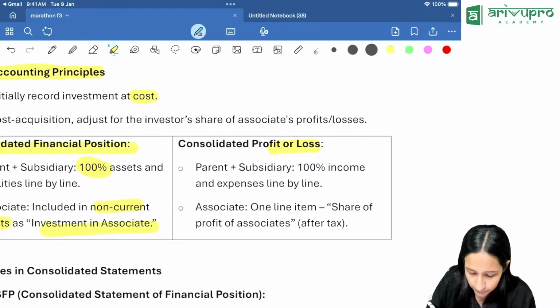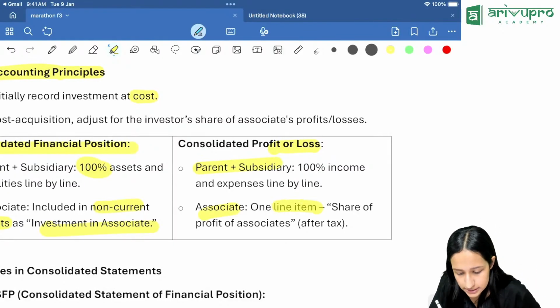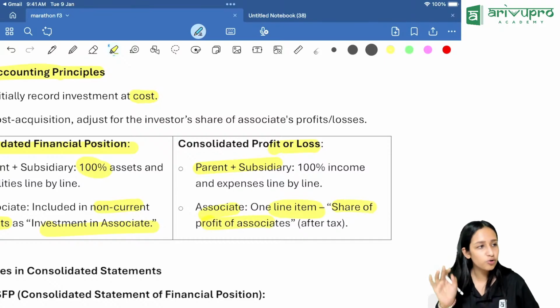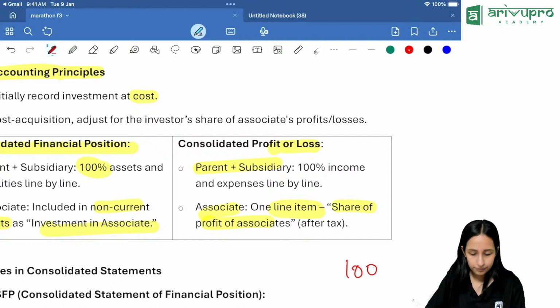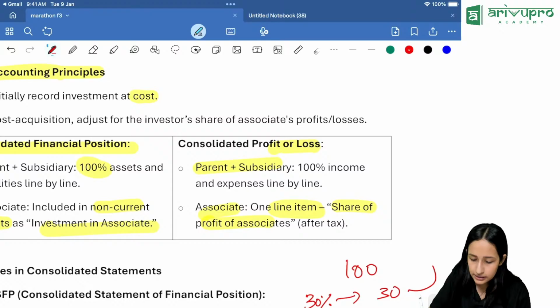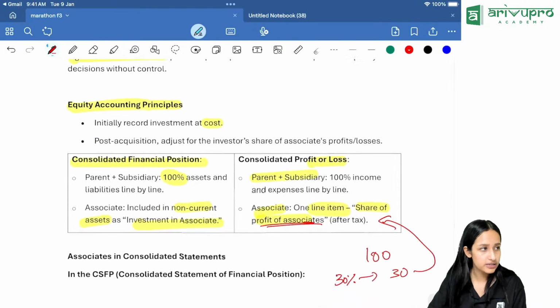For SOPL, parent and subsidiary, again 100% you consolidate it. But for associate, it's a one line item telling how much profit. So if the associate has given 100 profit, right? But we own only 30% of the company. 30 is what you can include as share of profit from associate. That's it, after tax.